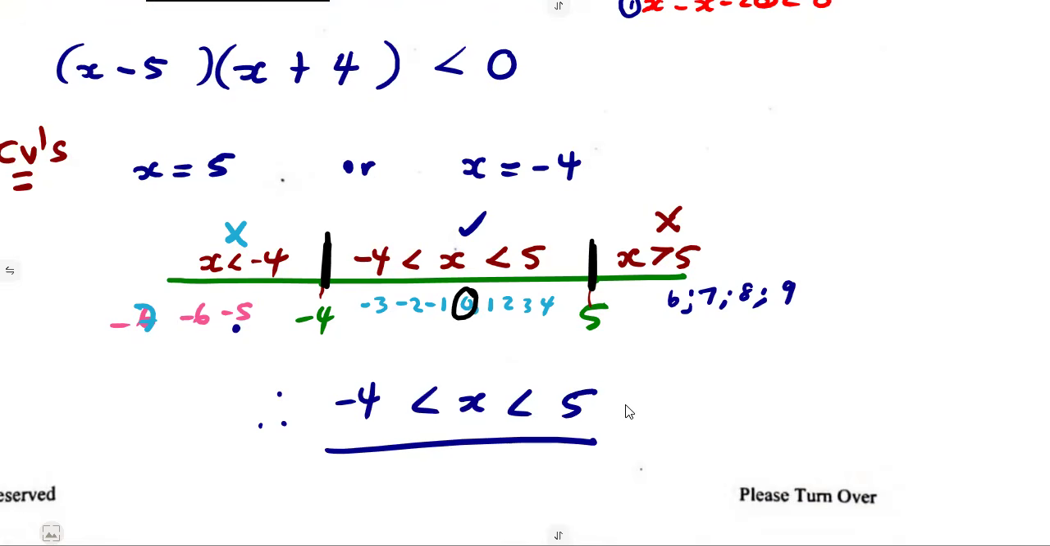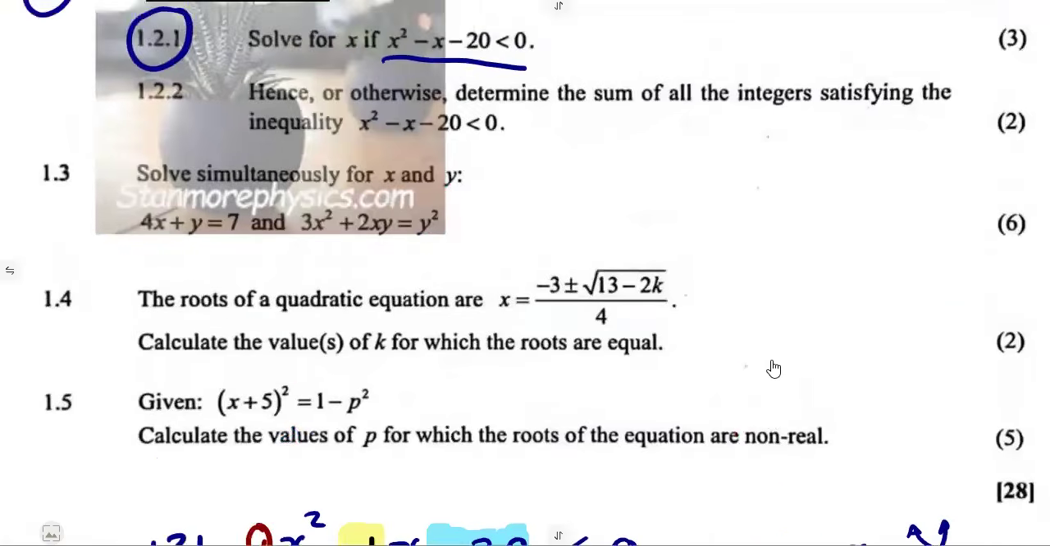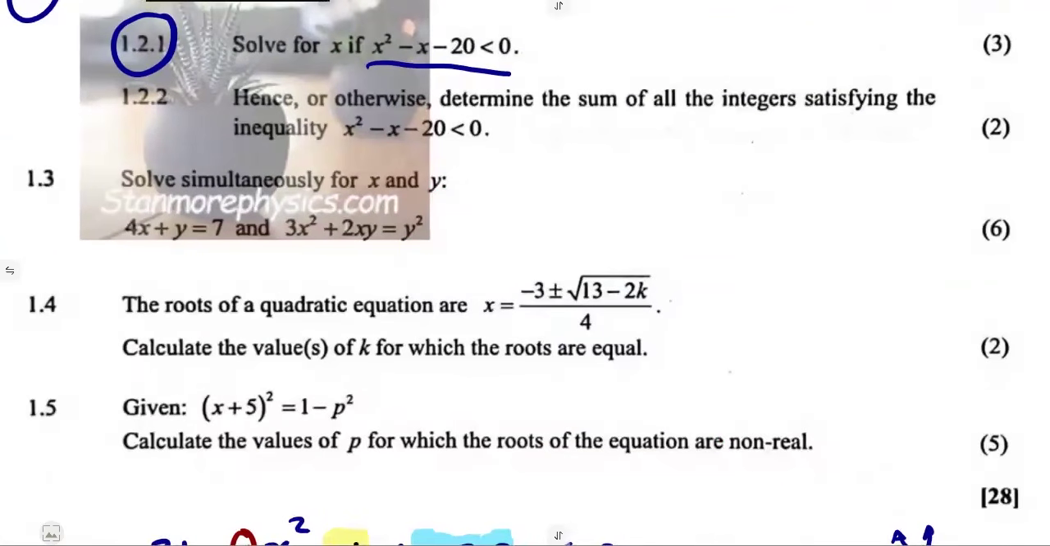All right, as we had from the previous one, it also gave us the same solution if you're using the graphical method, if you're dealing with the graph. All right, then we're given 1.22: hence or otherwise determine the sum of all integers. The sum of all integers.